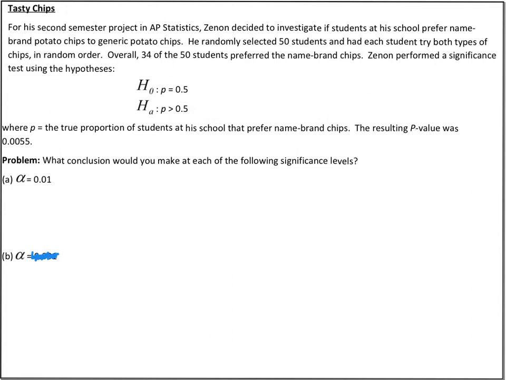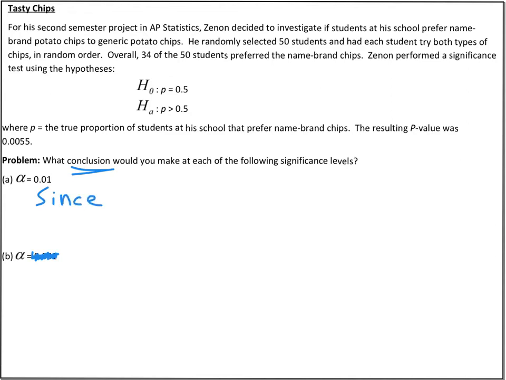So the students doing this project were suspecting that students are going to prefer the name brand. That's what they're leaning towards, which is why HA is greater than. So they crunch their data and they get a p-value of 0.0055. Okay? Which again, I don't want you to be too concerned yet with interpreting that value. That will be something that we'll have to do here pretty soon. But this is basically your conclude step, by the way, now that we have an alpha value. We're saying we're testing at 0.01. Here's what our conclude would look like.